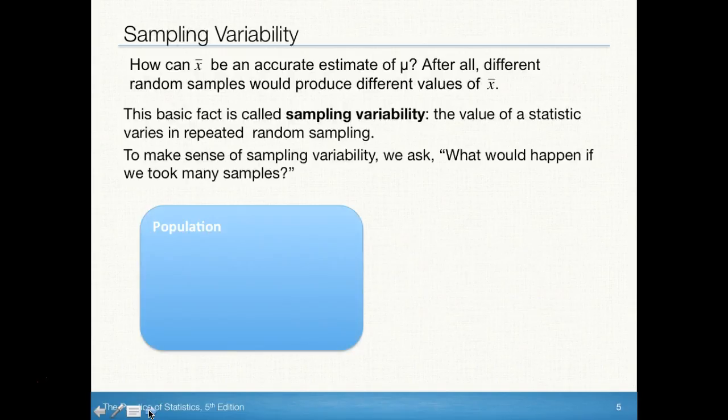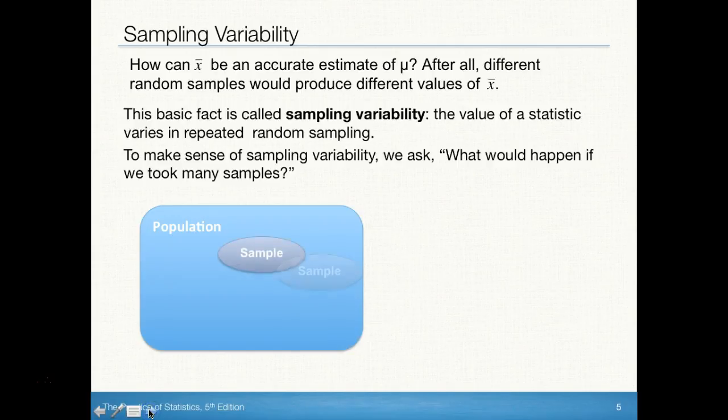So one of the questions you may be asking is, how can a single value for a sample mean or a single sample proportion be an accurate estimate for a population parameter? How can a single value give us an estimate for a population parameter? Wouldn't some of our sample statistics be higher and some be lower? Well, that's true. We expect that.